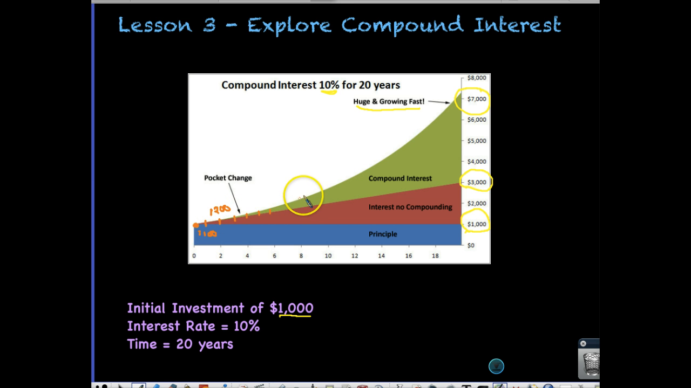What that creates is this exponential growth. Look what happens at the end of year 20. We now have $7,000. That is definitely huge and growing, much better than our simple interest calculation down here. I would rather have $7,000 than $3,000. All right, let's look at this mathematically.